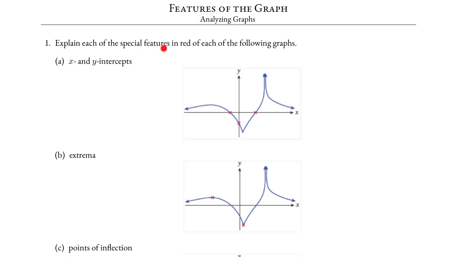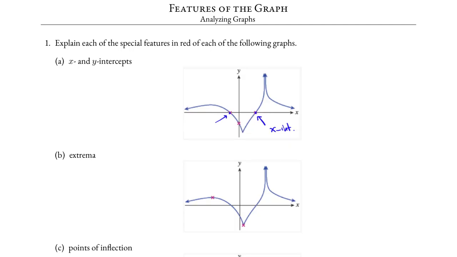Explain each of the special features in red of each of the following graphs. For the first graph, the graph intersects, crosses, or cuts the x-axis at this point and this point. So these two are called the x-intercepts.